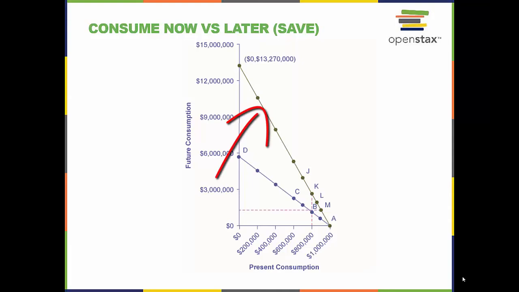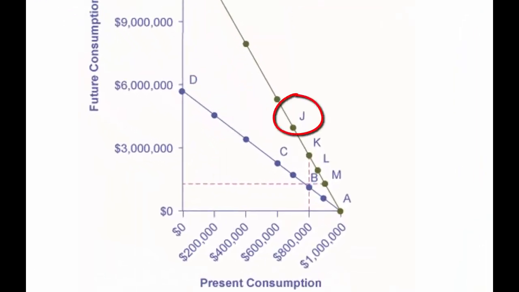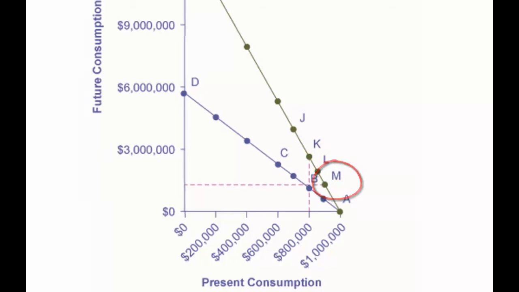When the annual rate of return, or the price of money, rises to 9%, the intertemporal budget constraint pivots up. John could choose to take the gains from his higher rate of return in several forms. More present saving and much higher future consumption, J. The same present saving and higher future consumption, K. More present consumption and more future consumption, L.